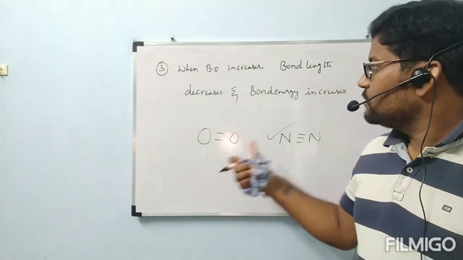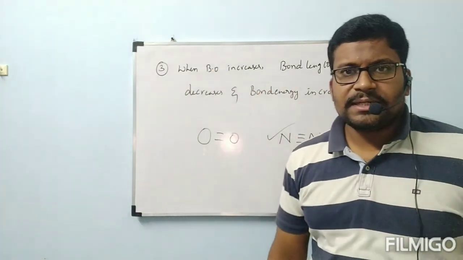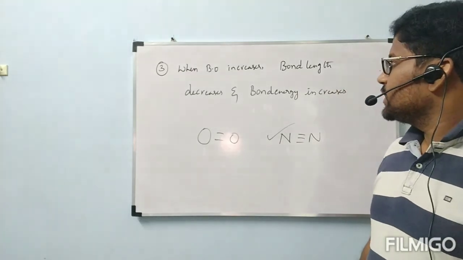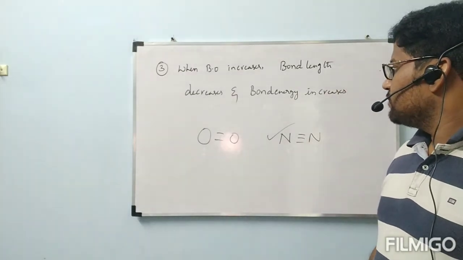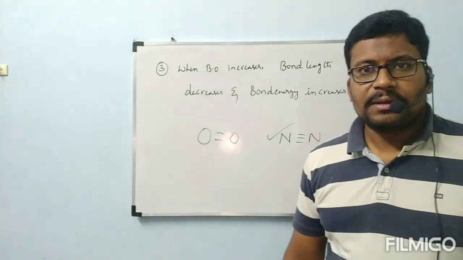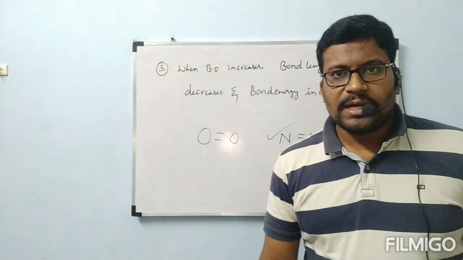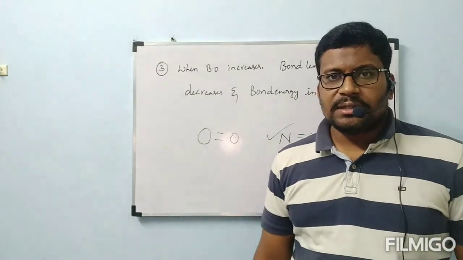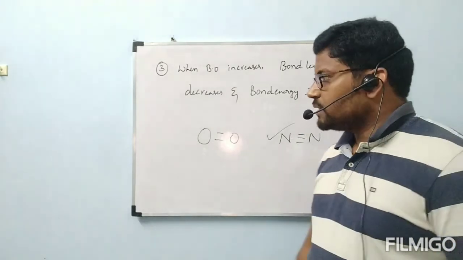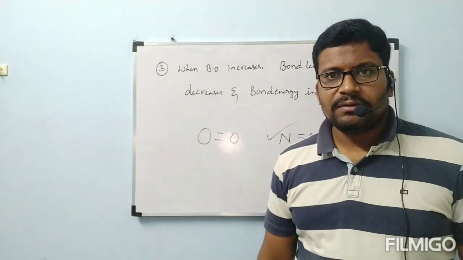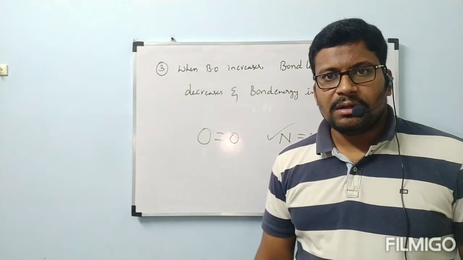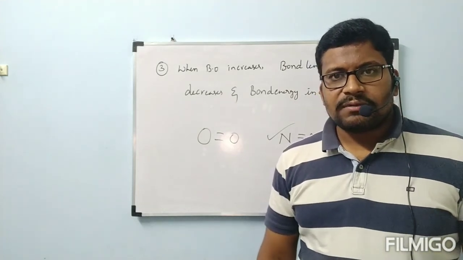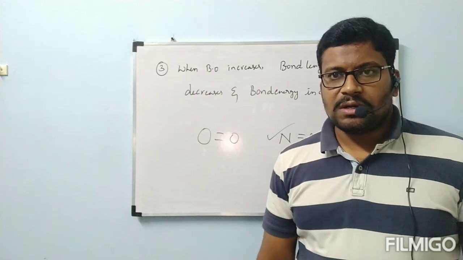This is about the 3 points present in molecular orbital theory. The third one: when bond order increases, bond length decreases and bond energy increases. By using these 3 points, some questions can be answered by NEET students. I hope you understood today's class, all of you. We have seen 8 molecules in total, started with hydrogen and ended with the oxygen molecule.